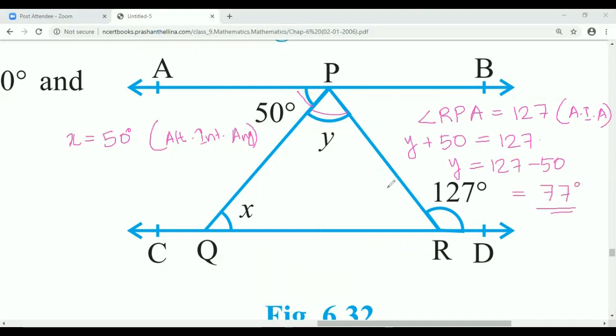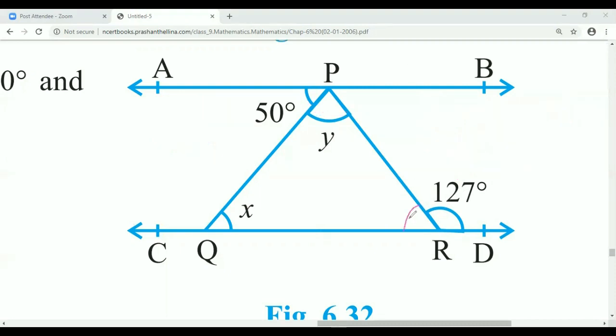There is another way also to find. Here this PRD is 127. The linear pair with PRD is PRQ. That you can find by subtracting 127 from 180. 180 minus 127, you will get 53 degree.